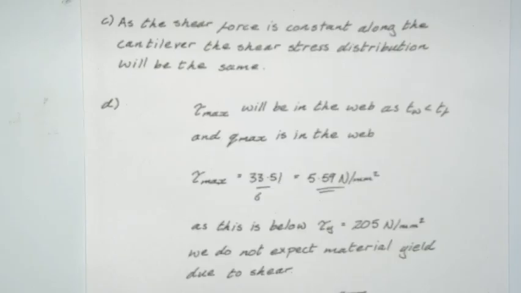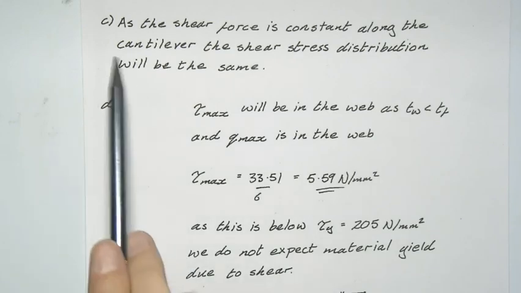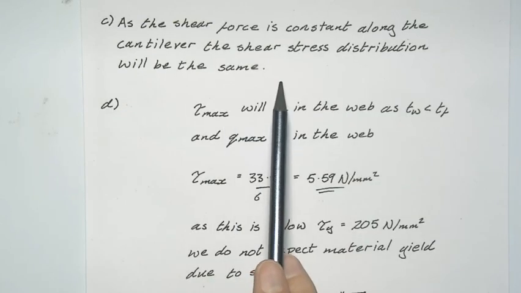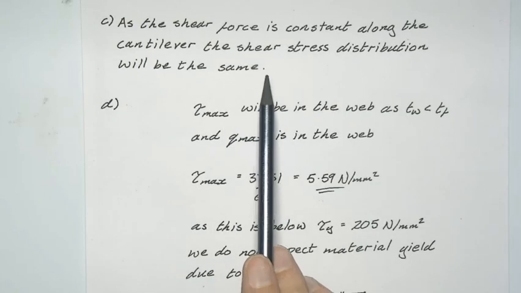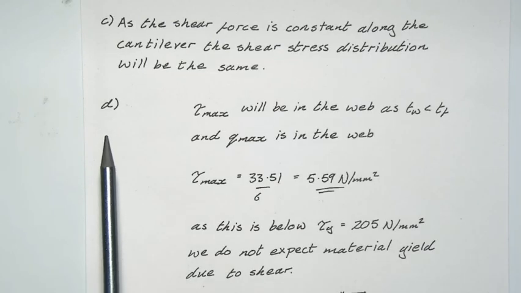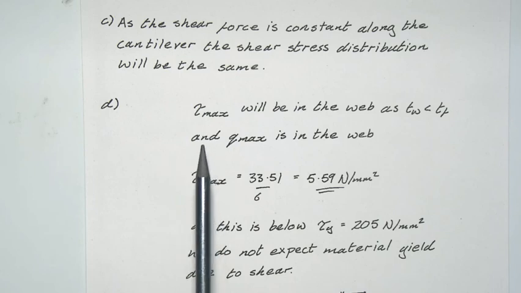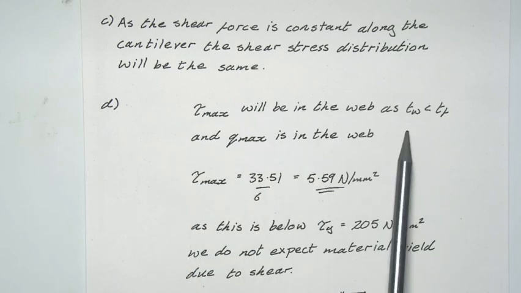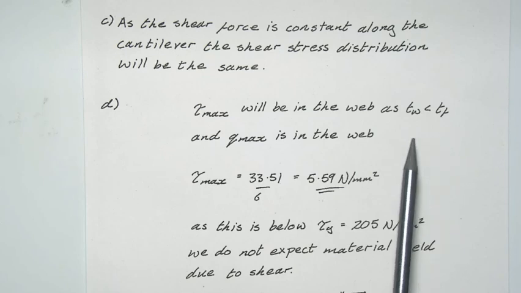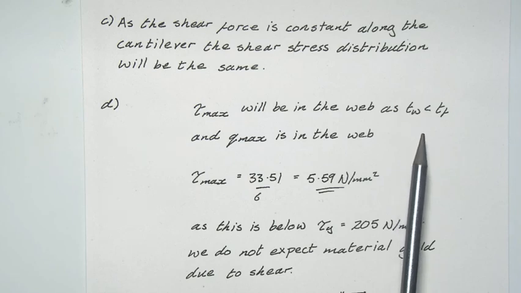So the final two parts of the question. Part 3 is very straightforward. Because the shear force is constant along the cantilever, we can assume that we have the same shear flow distribution and hence the same shear stress distribution. In terms of tau max, the maximum shear stress, we need to check both in the web and the flange. Because the thickness of the web is smaller, and because q is equal to tau t, wherever the thickness is lower, the shear stress must be higher.